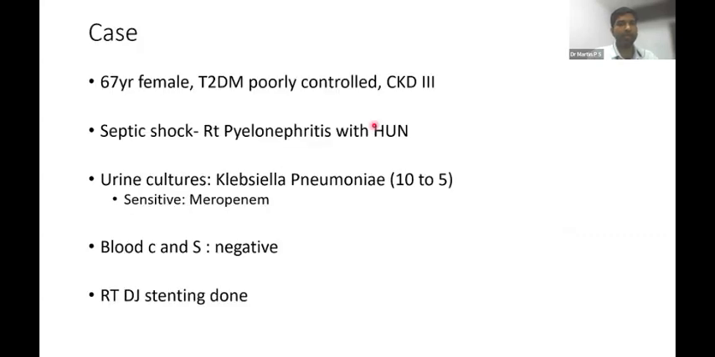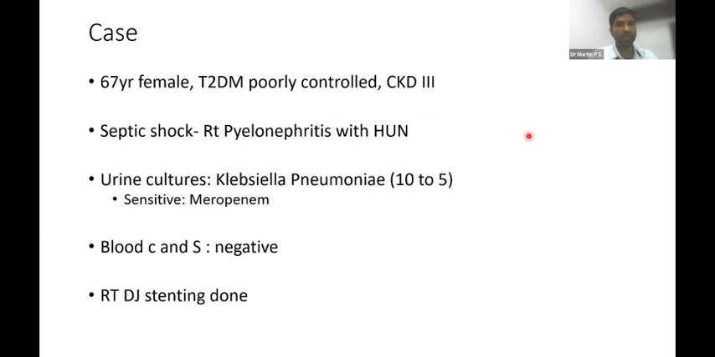So this is a 67-year-old female. She has poorly controlled diabetes. She has CKD stage 3. She had presented with septic shock and on evaluation was found to have right pyelonephritis with hydroureteronephrosis.